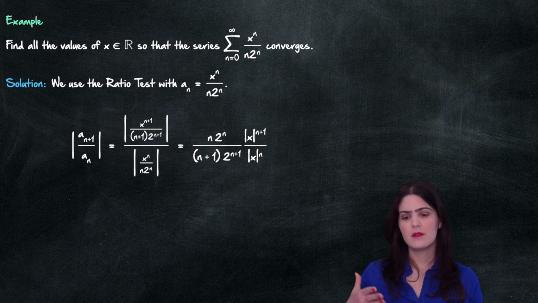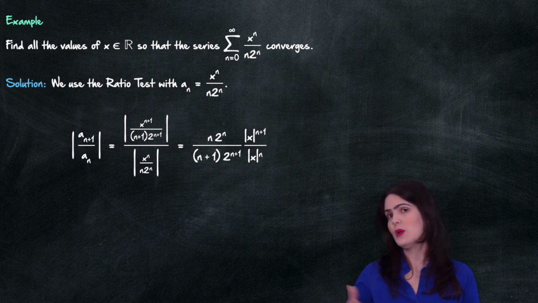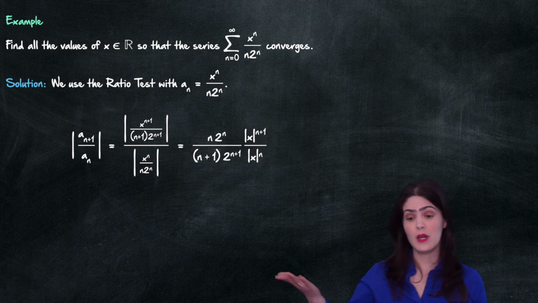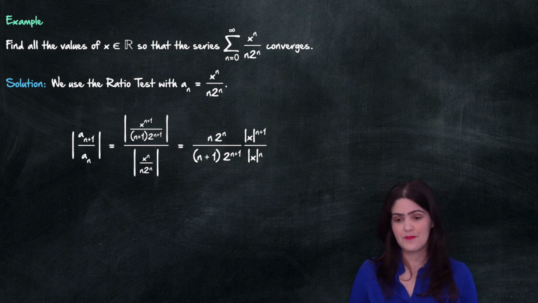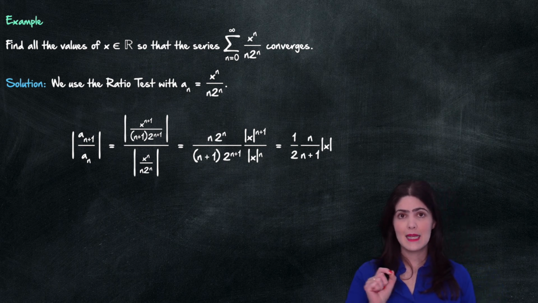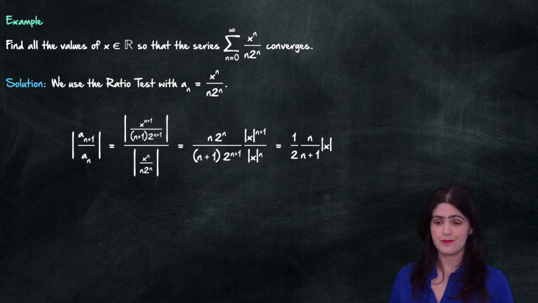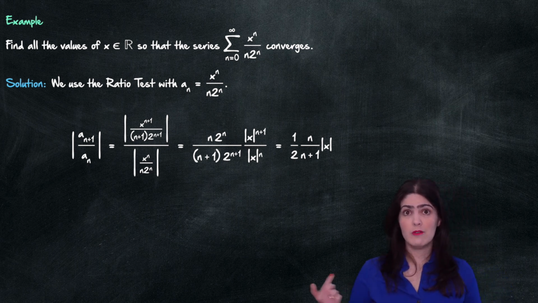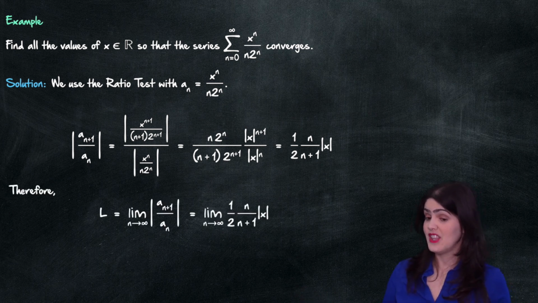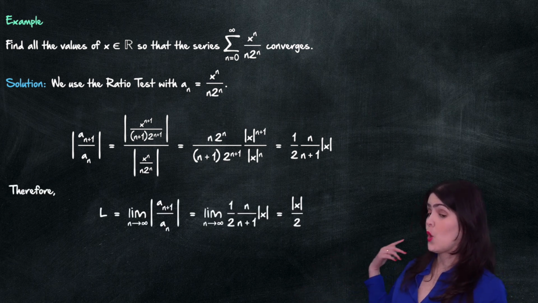There is quite a bit of simplification going on. 2 to the n over 2 to the n plus 1 will end up being just 1/2. The absolute value of x to the n plus 1 over the absolute value of x to the n is just the absolute value of x. So after some simplifications, we end up with 1/2 times n over n plus 1 times the absolute value of x. Now, as n goes to infinity, what can I say about n over n plus 1? Well, that is just 1.